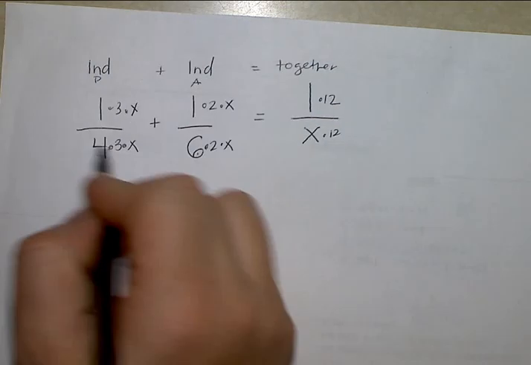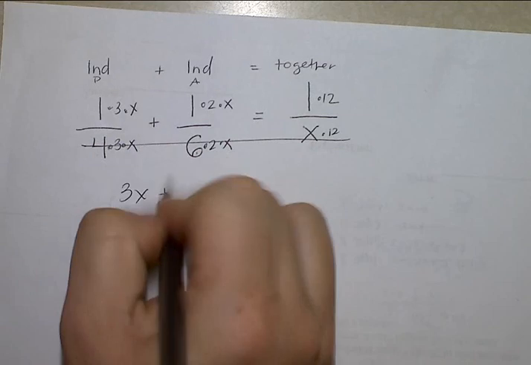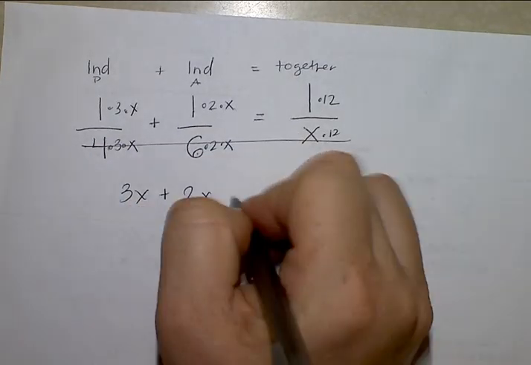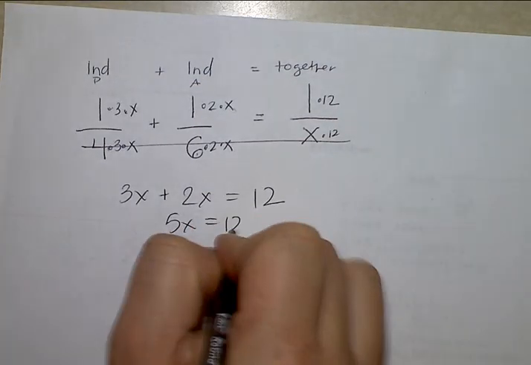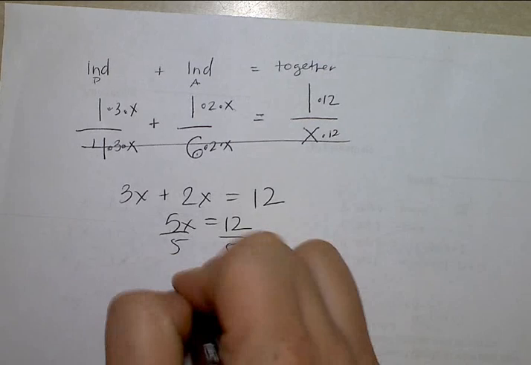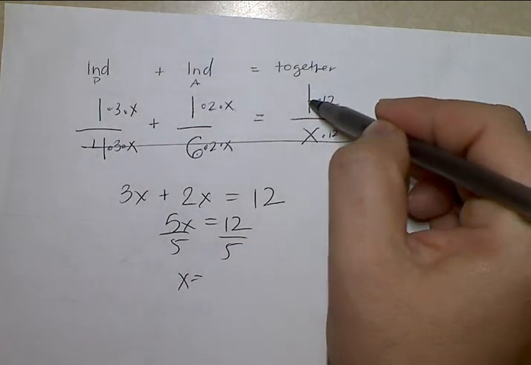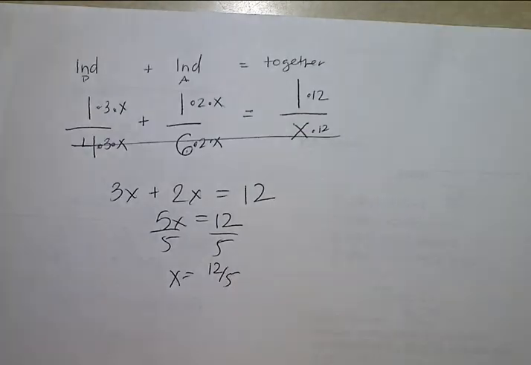I wipe out the bottom. And I have 3x plus, this will always be addition, plus 2x equals 12. 5x equals 12, divide by 5. And the answer is, how long will it take them to paint one room, the same room, if they're working together? Well, the answer of 12 over 5 doesn't make a lot of sense. Yes, that's the correct math, but it's really not answering the question, how long?